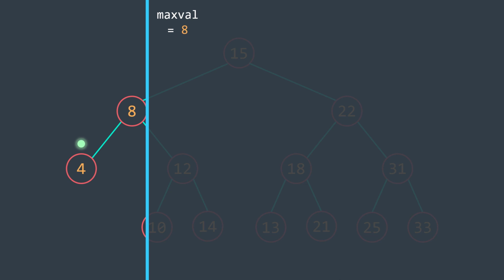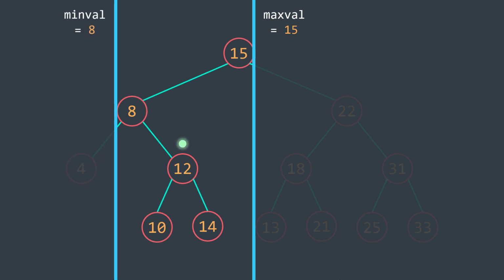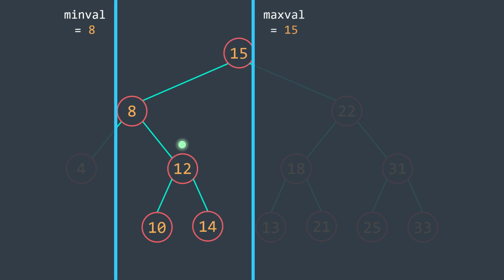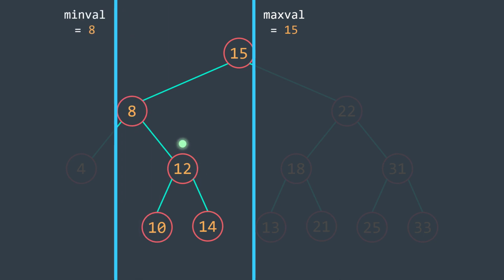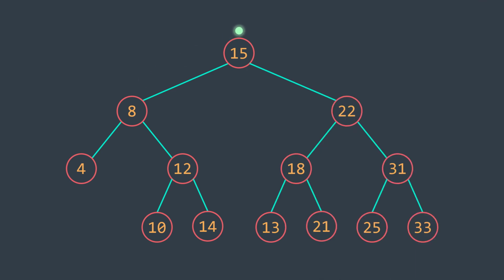4 respects the range and it has no children, so we return true and we backtrack. Now when going to the right, 8 becomes the lower limit, because nodes in the right subtree must all be greater than it. 12 respects the range, we go to the left, 12 becomes the upper limit. 10 respects the range and it's a leaf, we return true. From the right, 12 becomes the lower limit, and 14 respects the range, we return true. Both subtrees return true, so we also return true. Same thing here, both subtrees are BSTs, we return true.